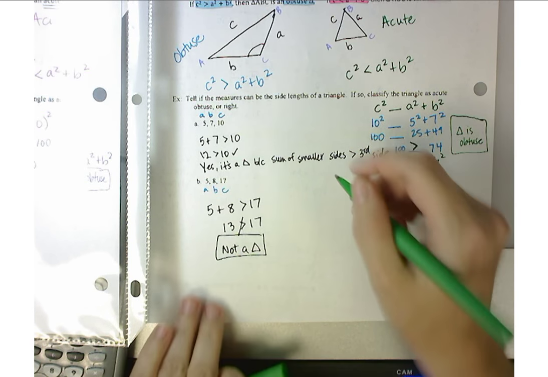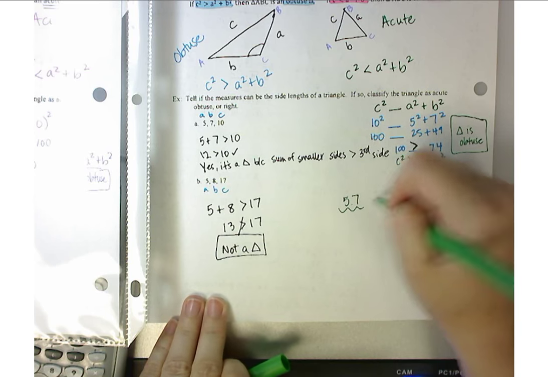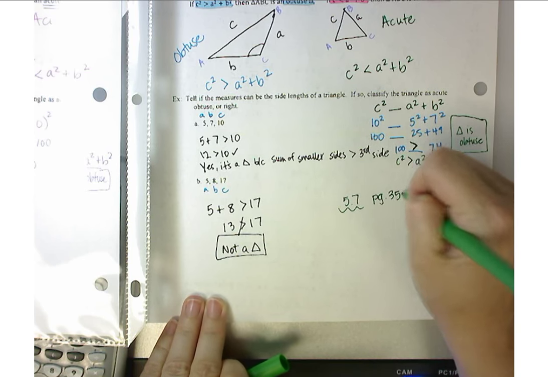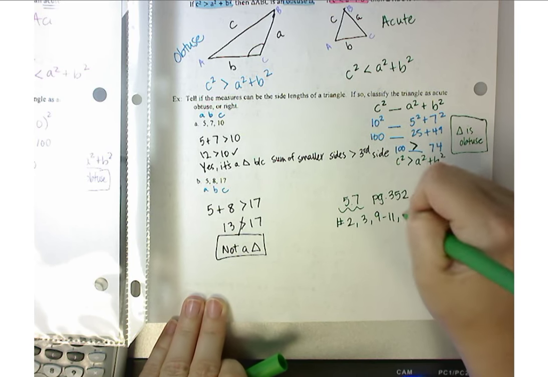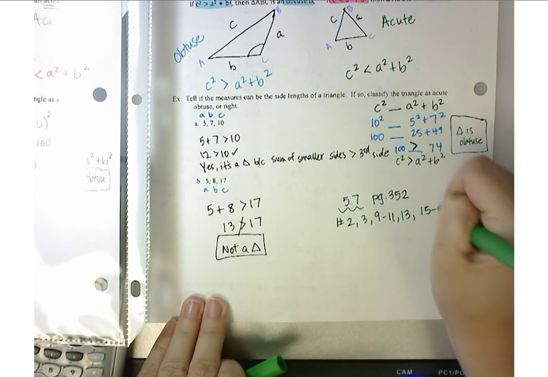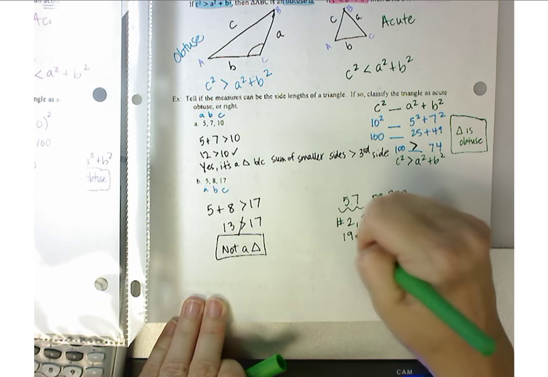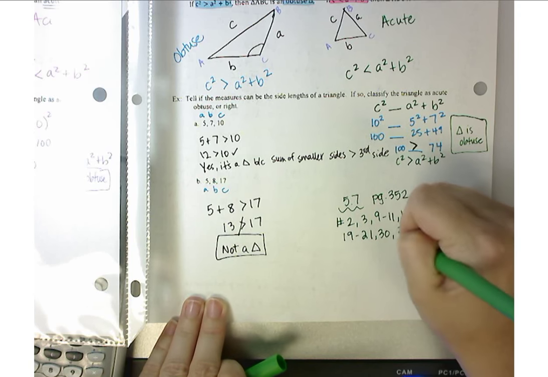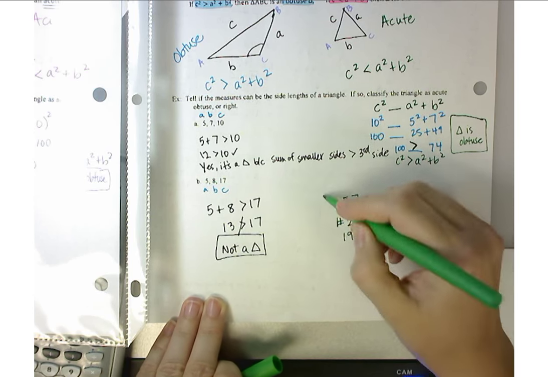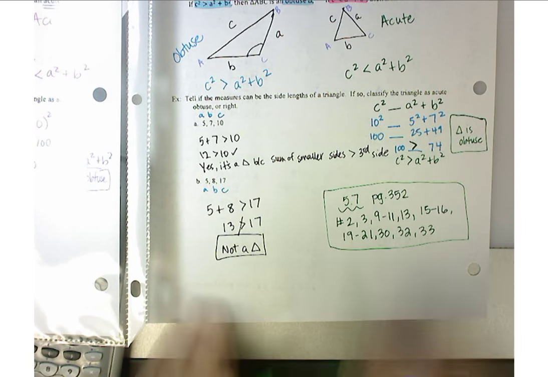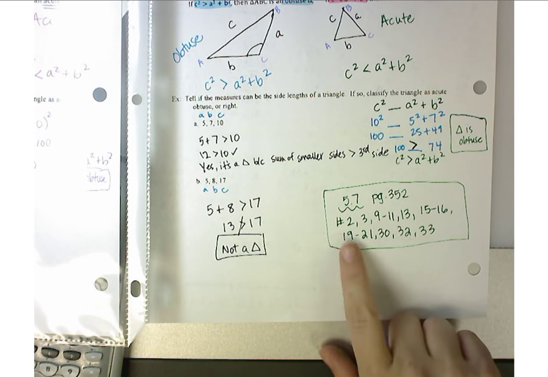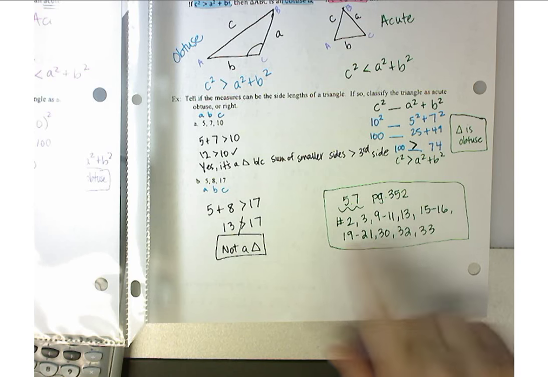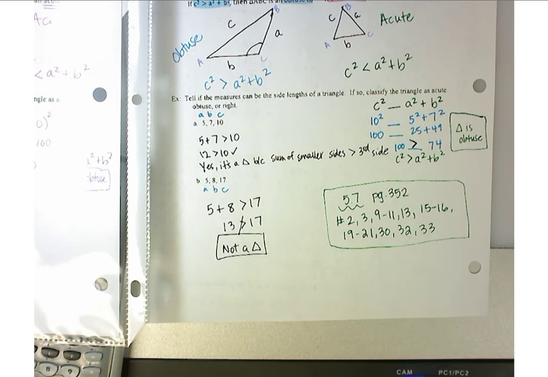Right. A right triangle. Okay, so you guys are going to do 5.7, which is on page 352. Numbers 2, 3, 9 through 11, 13, 15, 16, 19 through 21, 30, 32, and 33. Okay, and then we will check your 5.6 and 5.7 homework tomorrow. Okay, I know that seems like a lot. It's really not. It's 1, 2, 3, 4, 5, 6, 7, 8, 9, 10, 11, 12, 13, 14. We have less than 15 problems.